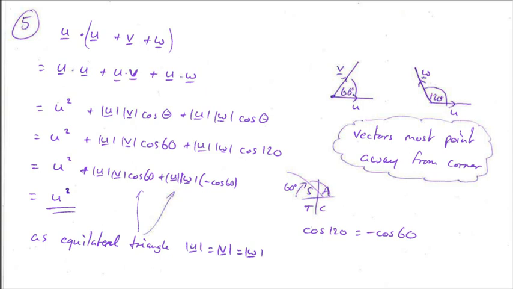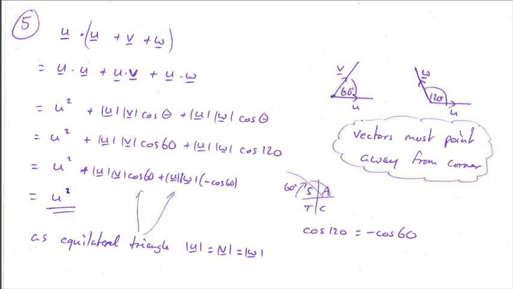I'm going to have a look at question 5. ABC is an equilateral triangle with sides 3 units long. So the magnitude of the sides, the length of each side, is 3. So vector u, vector v, and vector w all have a magnitude of 3. Calculate u dot bracket u plus v plus w.